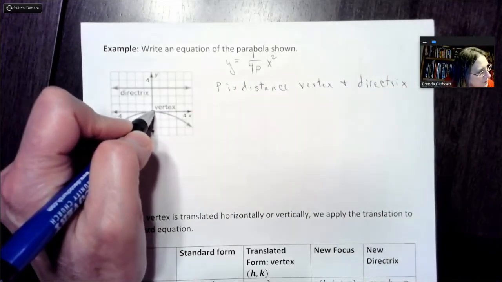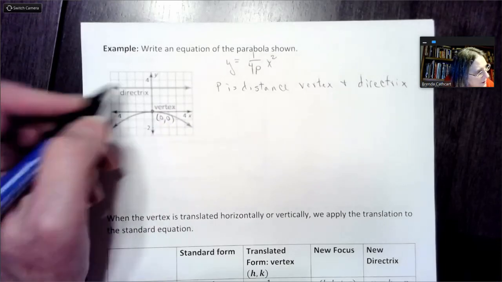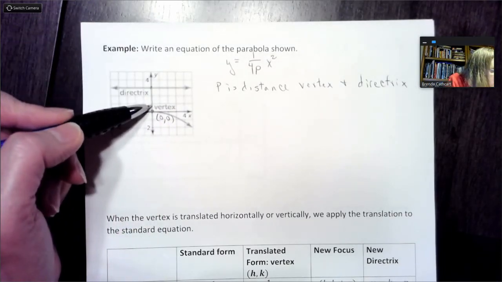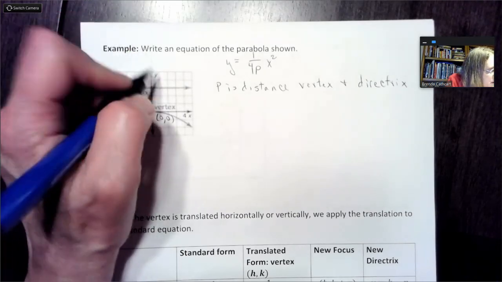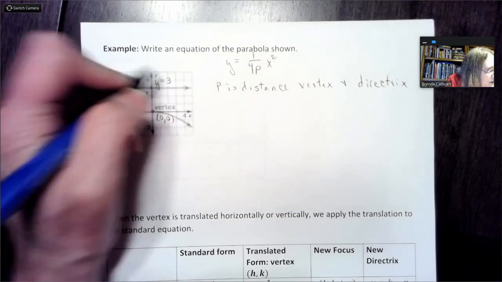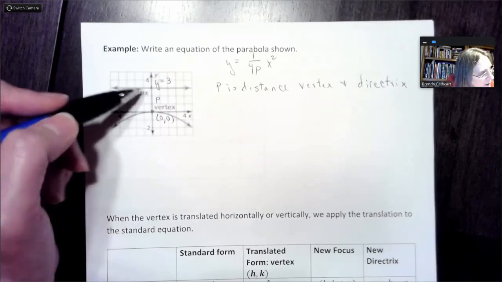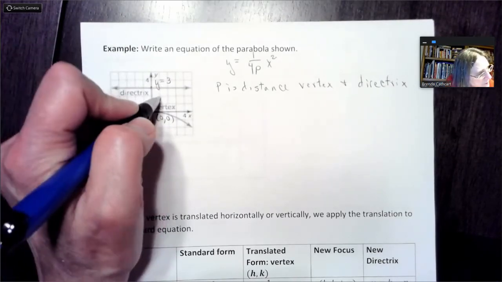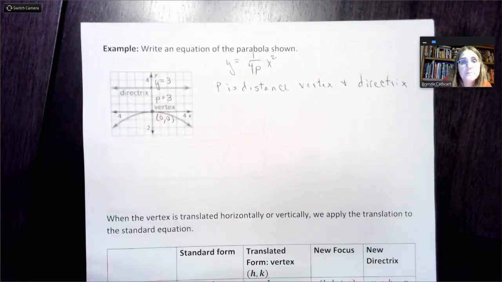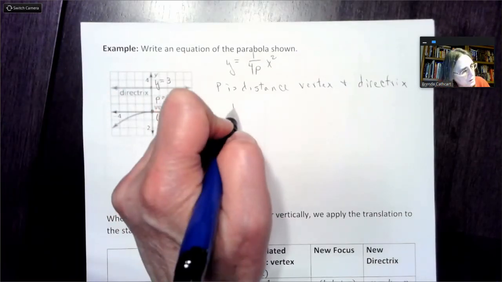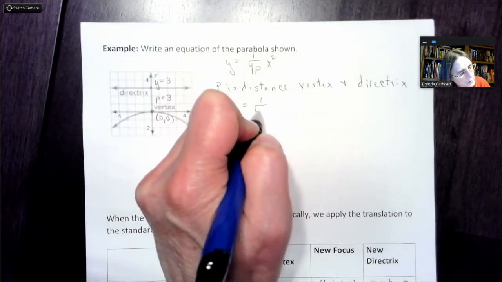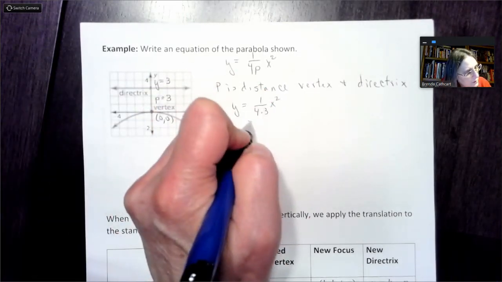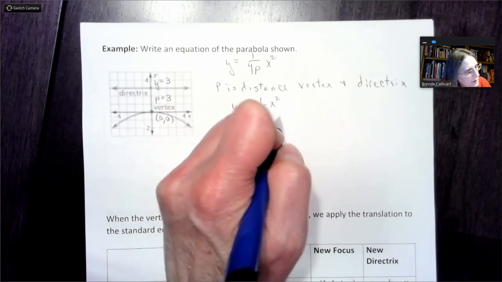So here's our vertex at 0, 0. Straight up, we see our directrix goes by a scale here of 1, so 1, 2, 3. Our directrix is the line y equals 3, so our distance from our focus to our directrix, p, is 3 steps. So our equation is y equals 1 over 4 times 3 x squared, or 1/12 x squared.